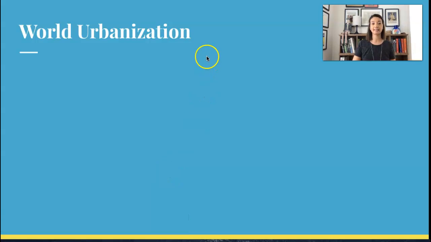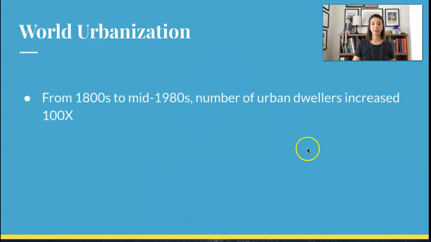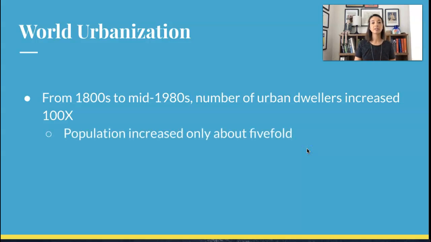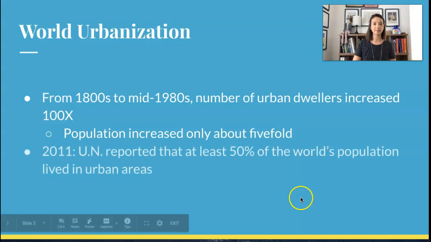Our next slide is titled World Urbanization. Okay, so we're going to be looking at a lot of statistics on this slide. From the 1800s to the mid-1980s, the number of urban dwellers increased 100 times. Okay, now look at this next note. The population, however, increased only about 5-fold. So we have a lot of people that are flocking to the cities.